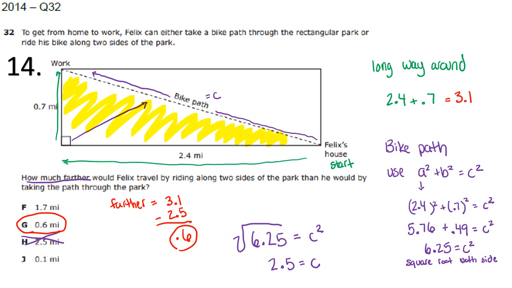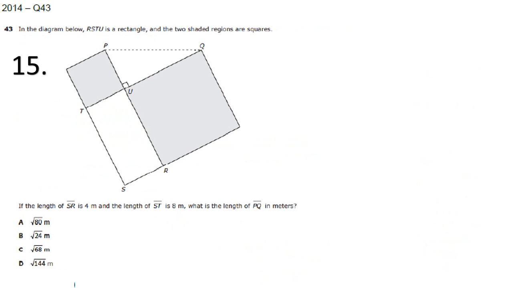All right, last question. In this question, we have two shaded squares. Then they say SR, which is from here to here, is 4. Then ST is 8. And they want to know what the length of PQ is. PQ is all the way over here. Let's call this X, because I don't know what's going on in this problem yet.